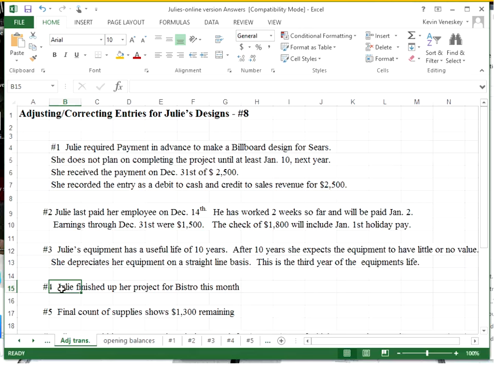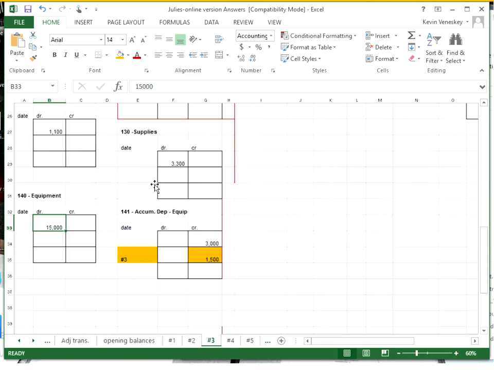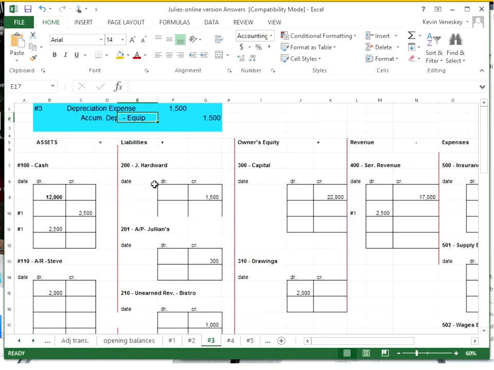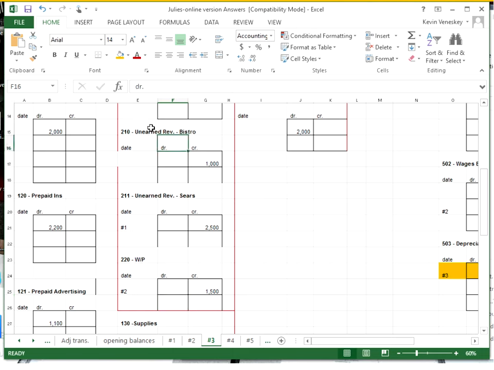Okay, we're ready for number 4. Julie finished up her project for Bistro this month. Well, without giving us an amount, I've got to go into my T accounts and figure out where I would look for a project that has not been completed before now, but now is. So I've got to find somewhere that I owe somebody a service. And if I look back on my previous example, I want to first off look in the liabilities. If I owe somebody something, it's going to be here in the liabilities. And I'm going to look down till I find an unearned revenue for Bistro.